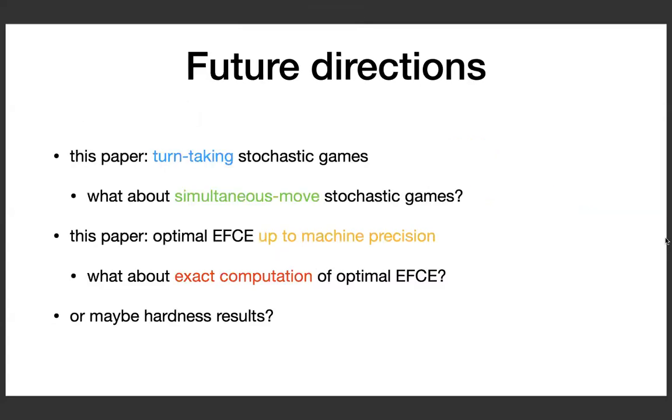Now, for future directions, in this paper, we have been looking at turn-taking stochastic games. So a natural question: what about simultaneous move stochastic games, which are more general than turn-taking stochastic games? We don't know anything about them, no algorithms, no hardness. Also, in this paper, we have an algorithm for optimal EFCE up to machine precision in time log 1 over epsilon. So what about exact computation of optimal EFCE in turn-taking stochastic games? We don't know anything about that. So maybe there are hardness results, maybe there are efficient algorithms, we don't know.